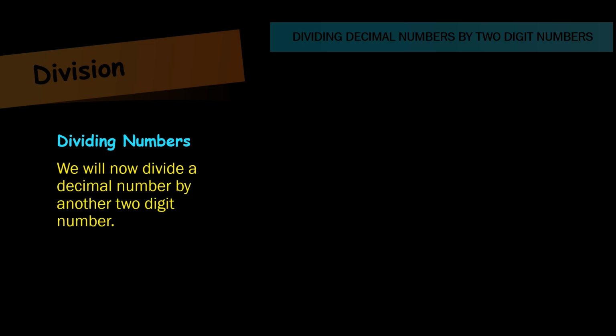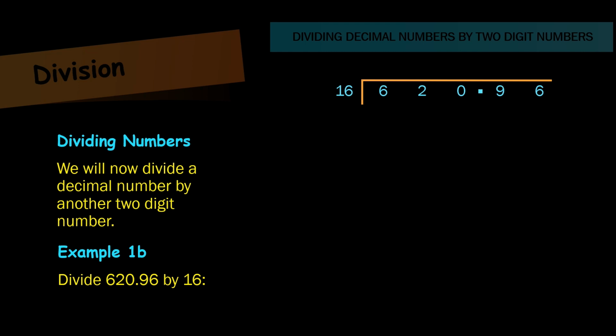We now divide a decimal number by another 2-digit number. Let's look at another example. Divide 620.96 by 16. Set up the division as shown and begin on the leftmost end of the decimal number. Check how many times 16 goes into 6. Clearly, there are no 16s in 6, so we put nothing here. Now check how many times 16 goes into 62.